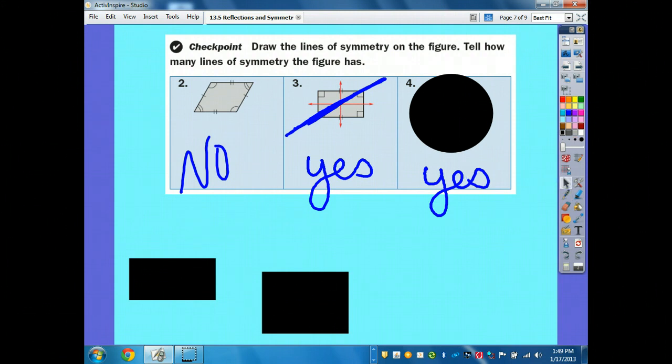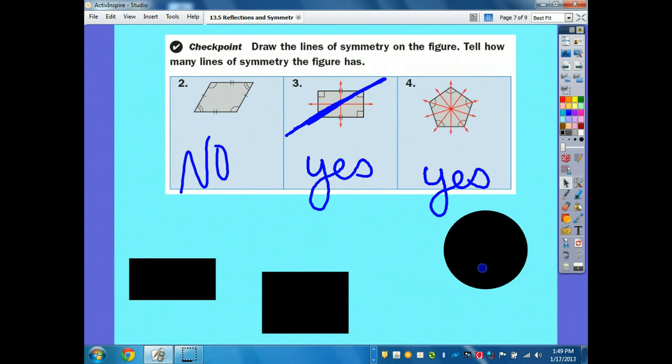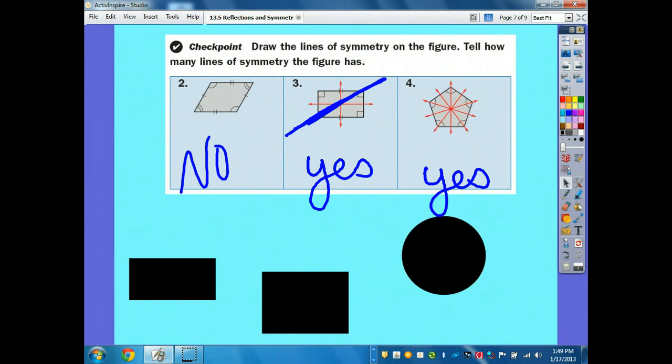It's 5. Drum roll. How many is that? 5. Here they are. 1, 2, 3, 4, and 5. There are 5 of them. Please draw them on yours if you haven't already.